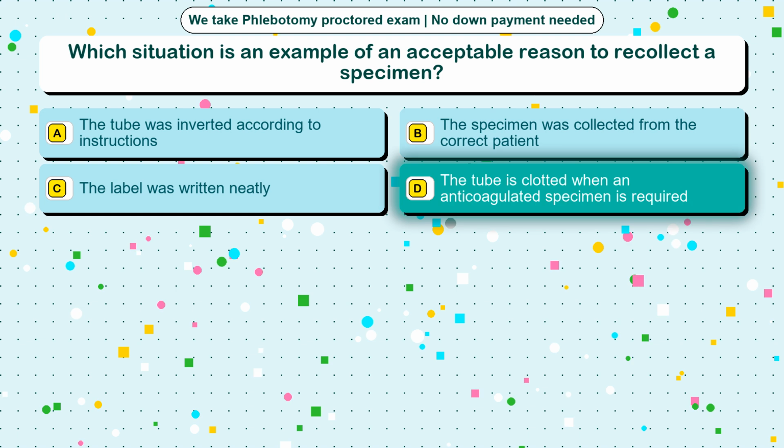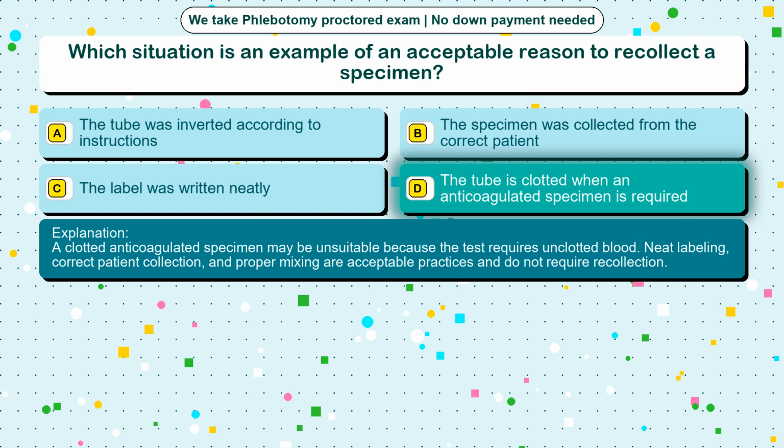The correct answer is option D. The tube is clotted when an anticoagulated specimen is required. A clotted anticoagulated specimen may be unsuitable because the test requires unclotted blood.